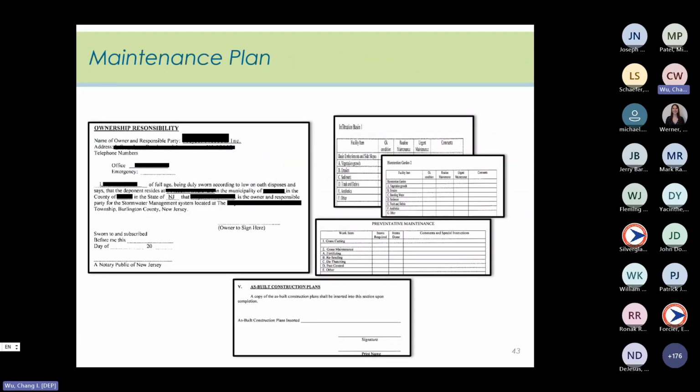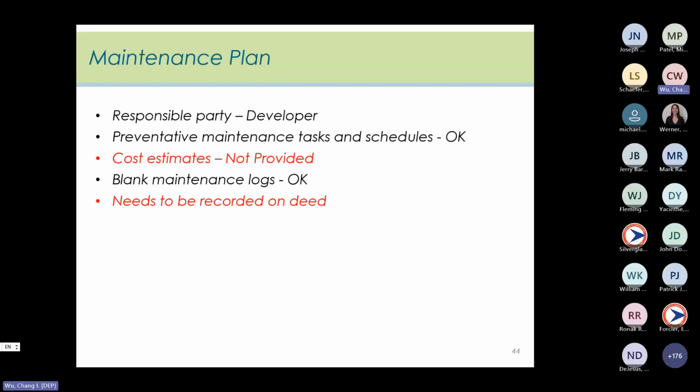The last but not least item is to check the maintenance plan. Here are some items included in the maintenance plan. As we check, the maintenance plan has the responsible party, it has the preventive maintenance tasks and schedule, and it has the blank maintenance log. However, it does not have the cost estimate, which is required in the rules. And finally, the maintenance plan has to be recorded on a deed.